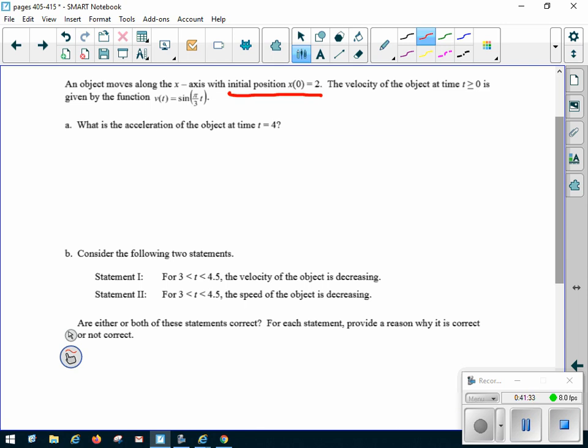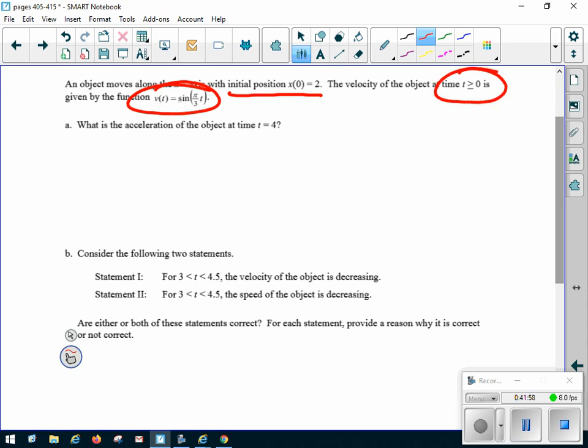Initial position is critical. What that tells me is that at time 0, I'm not at the origin. I'm already somewhere. I'm already at 2 feet or 2 meters. That's not going to be part of this because you haven't learned how to deal with that yet. The velocity of the function is given here. And remember, we're time 0 or bigger.